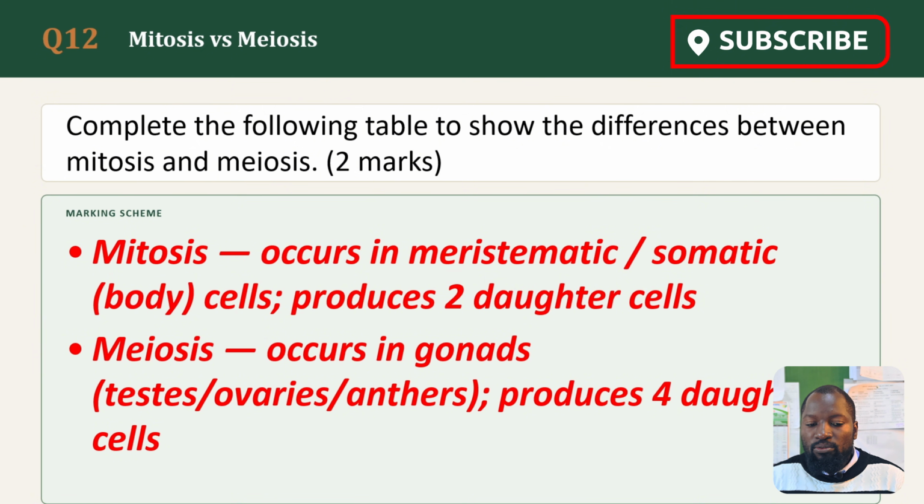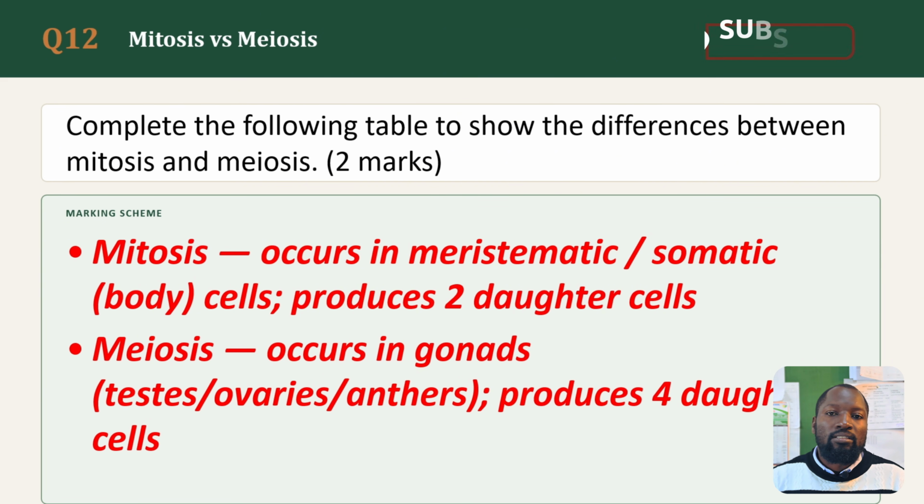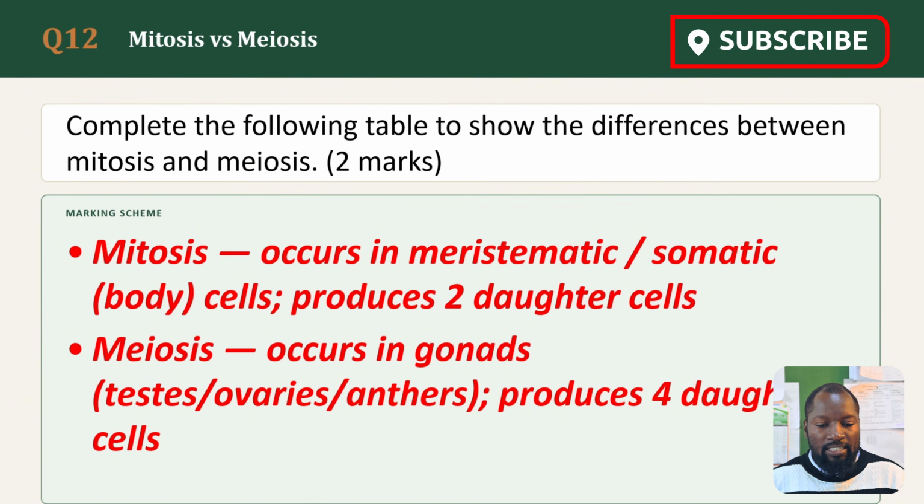Then Roman 2, we're talking about the number of daughter cells produced. Mitosis, remember, occurs only in one phase, so it only produces 2 daughter cells, which have the same number of chromosomes as the parent. When you come to meiosis, it produces 4 daughter cells, which have half the number of chromosomes of their parent.